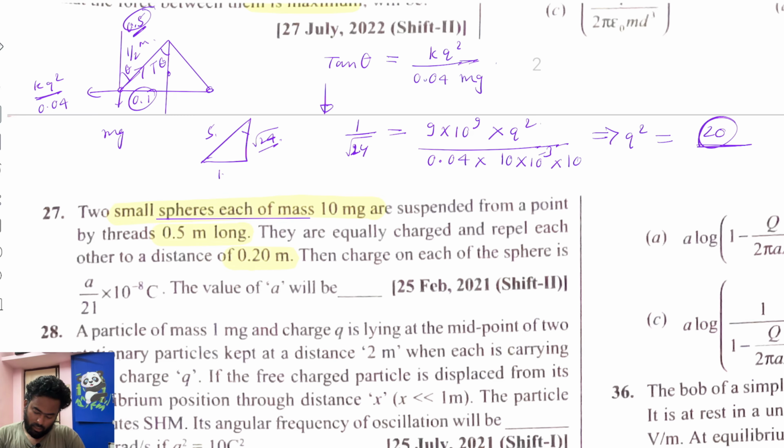After calculation it will come out to be 20. Putting this value also compared with q square, so a will come out to be 20.